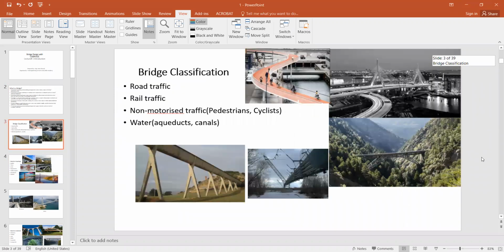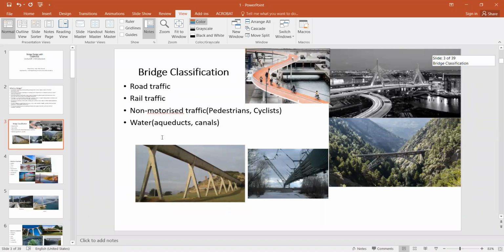So these are some of the classifications of bridges. There are different classifications based on different usages or different materials. We can have bridges for road traffic. You can see this is a road traffic bridge. We can also have bridges for rail traffic. So this is a rail traffic bridge. Then non-motorized traffic, for example, for pedestrians and cyclists. This is basically a bridge for cyclists.